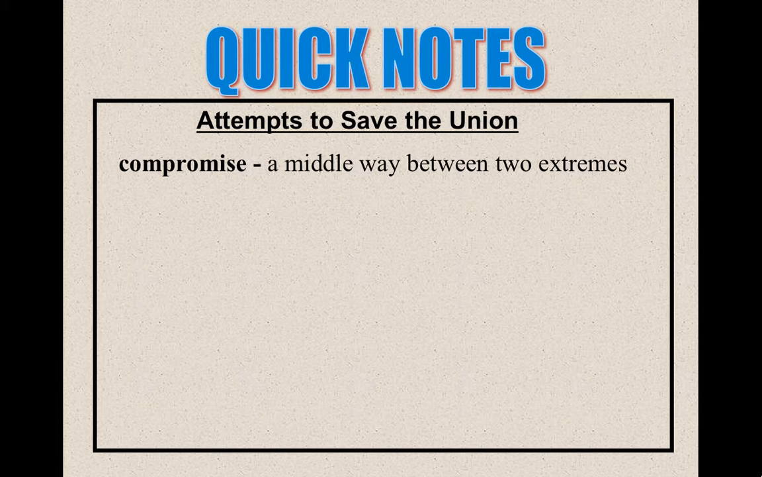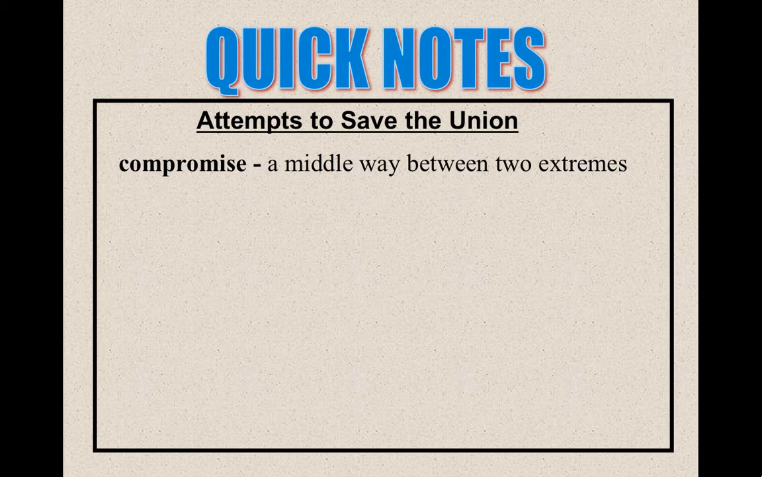Compromise is a middle way between two extremes. And in the United States, in the lead up to the Civil War, we obviously had two very big extremes. On the one hand, you had the American South, an area that was a proponent and an advocate for slavery. And then you had the American North, who, as time went on, became more and more staunchly abolitionist, people that thought that slavery was morally and religiously wrong.